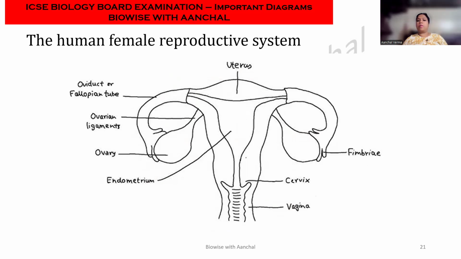Then this is the female reproductive system. Generally, it is not asked to draw, but you should know each and every part. Where is the specific site of fertilization? That is the fallopian tube. Site of implantation, that is the uterus. Okay. And yes, the endometrium thickens.